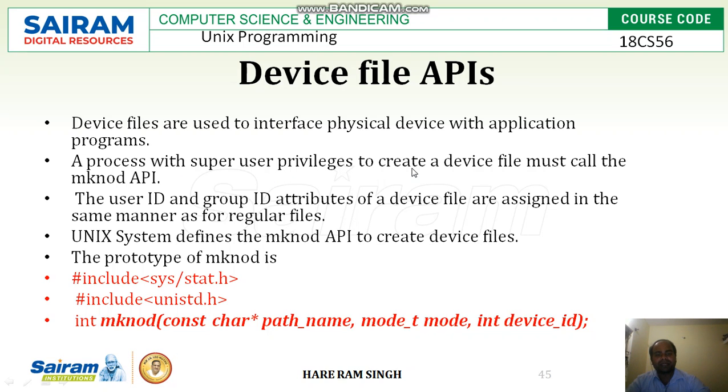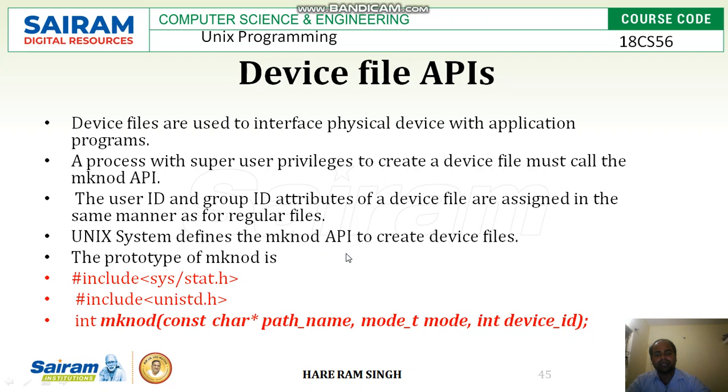A process with super user privileges to create a device file must call the mknod API. So who will create the device file? A process which has the super user privilege can create the device file using the mknod API. The user ID and group ID attributes of a device file are assigned in the same manner as for regular files. So the user ID and group ID attributes will be assigned to the device file.